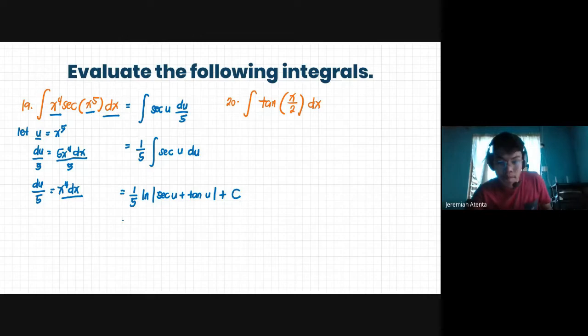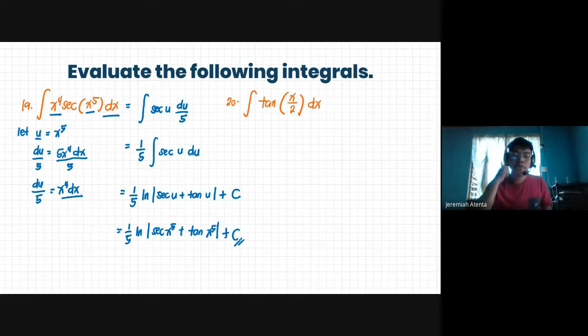So this will become 1/5 of ln of the absolute value of secant x to the power of 5 plus tangent x to the power of 5 plus c. And this is now our final answer.